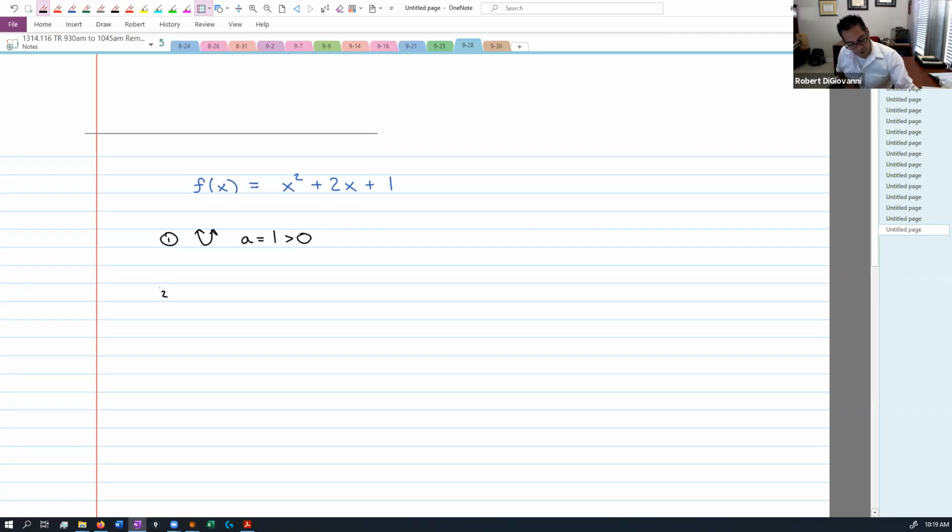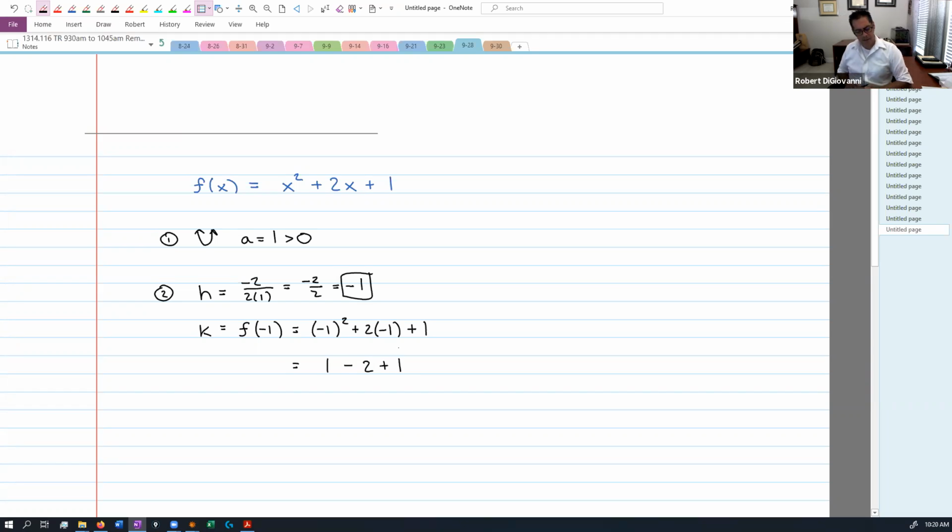Now the second step is the vertex. So I need to find H, which will be -B over 2 times A. So -2 over 2, which is -1. That's nice, no decimal there. K is what we get when we plug -1 into the function, which gives me -1 squared plus 2 times -1 plus 1. Again, be real careful because you're squaring the -1, which gives you +1, then -2 plus 1.